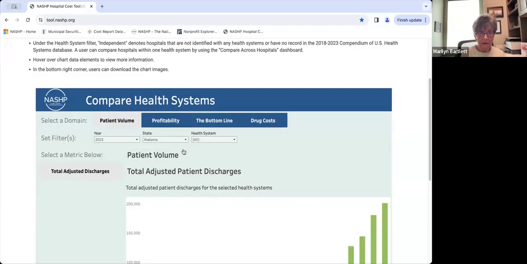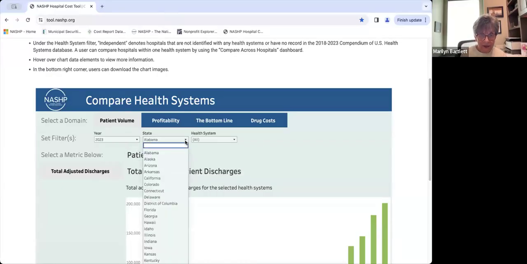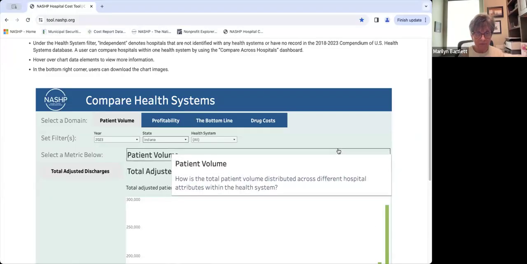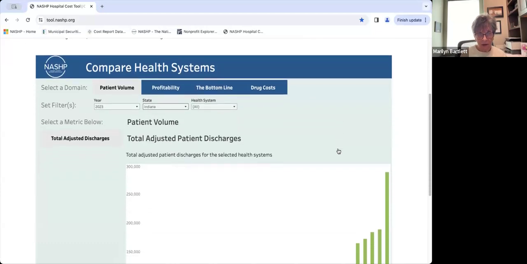And again, one thing I want to tell you is that this tends to pop back to Alabama, and we're working through that. So just make sure that you always double check the filters when you're moving into the next chart.